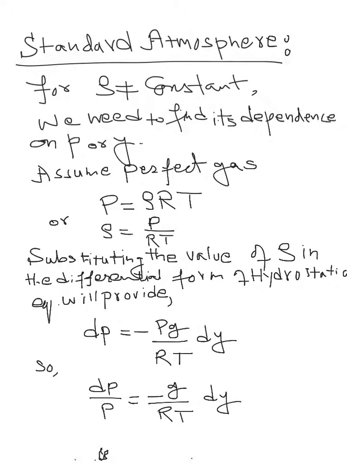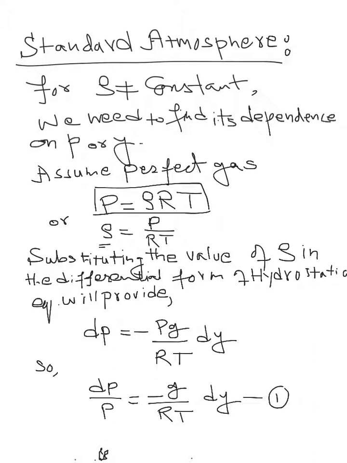Now from the equation of state for a perfect gas, I can write down the equation P equals rho RT. From this equation I can get the value of rho, and we will substitute this value of density into the differential form of the hydrostatic equation that we derived earlier. Once I substitute that value here, I will get this equation 1, which I will certainly integrate to find the value of P.